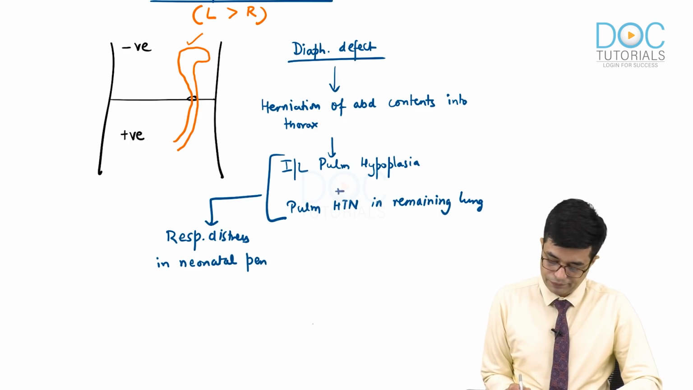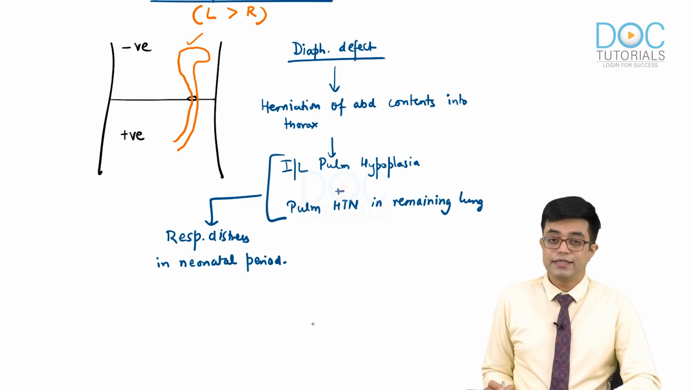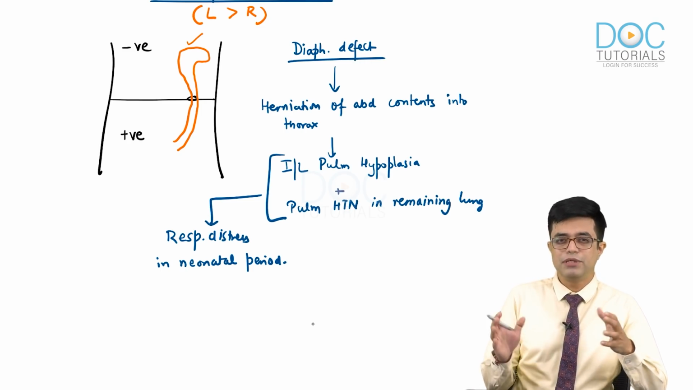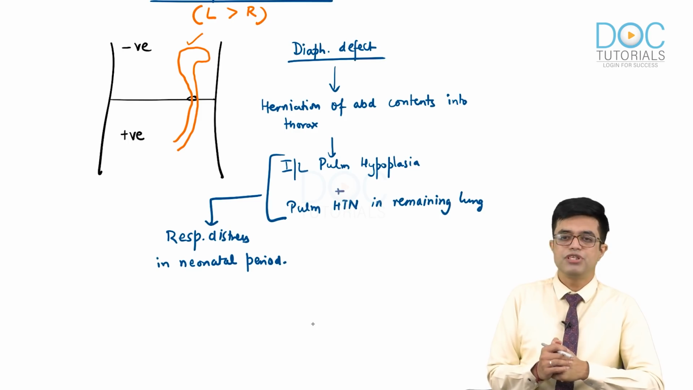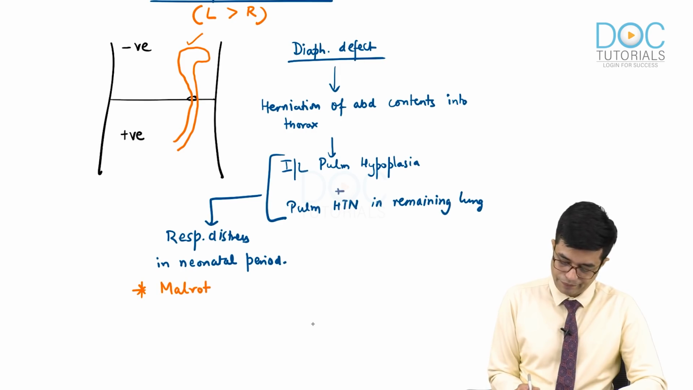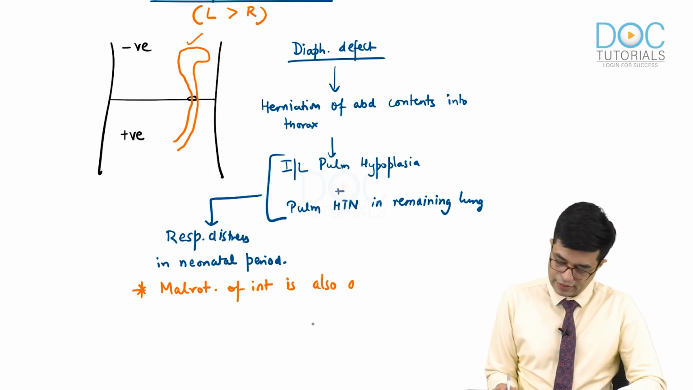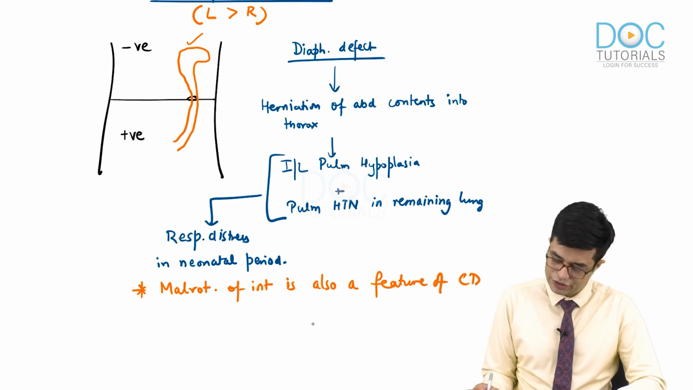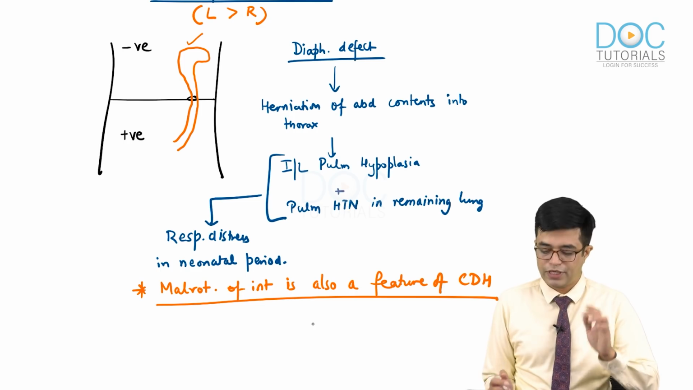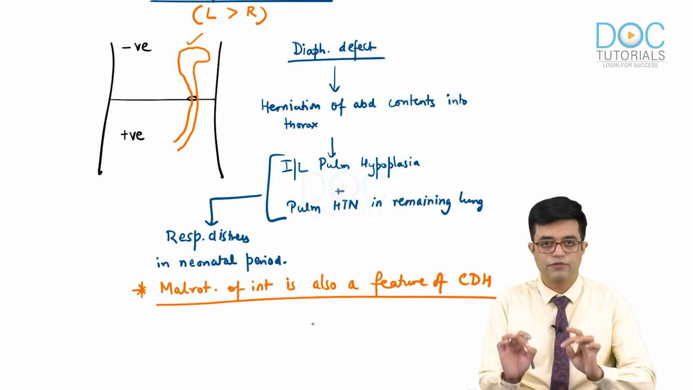In addition, Nelson says that approximately 20% of patients are also found to have variable degrees of intestinal problems, which includes malrotation. So, you can put a star and write malrotation of the intestine is also a feature of congenital diaphragmatic hernia. Although it comes to attention a bit later, it is the respiratory problems which come to attention earlier. So, this is the pathophysiology of this condition.